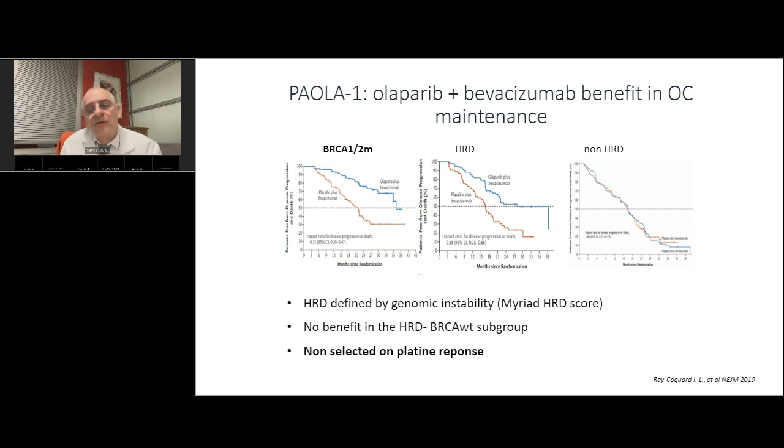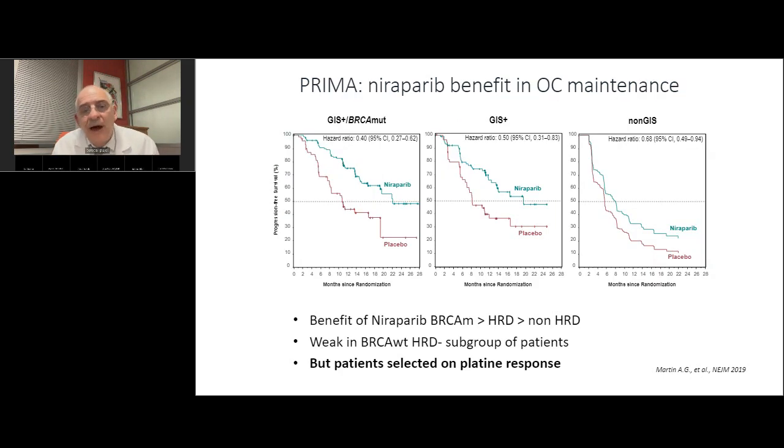The second phase 3 trial is the PRIMA study comparing niraparib versus placebo in ovarian cancer maintenance. Again, you can see a gradient between BRCA mutated women, non-BRCA mutated women, and non-HRD women. But we have to note that patients here were selected on the platinum response.